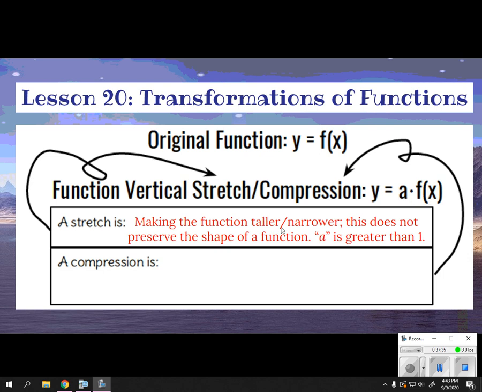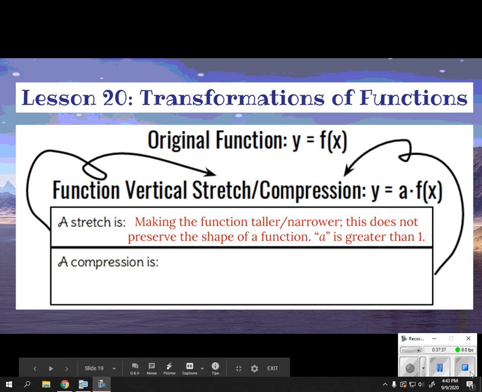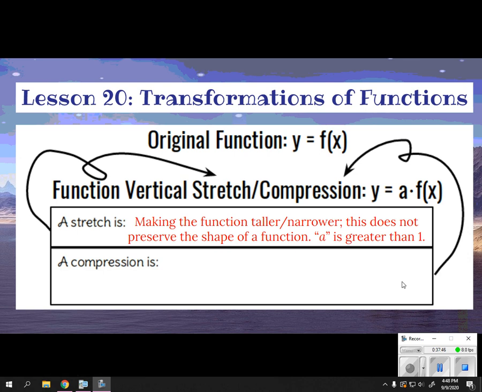So a stretch will make the function taller or narrower. So this does not preserve the shape of the function. The function shape will actually change a little bit. It'll look taller, it'll look narrower, and a will be a number greater than 1.